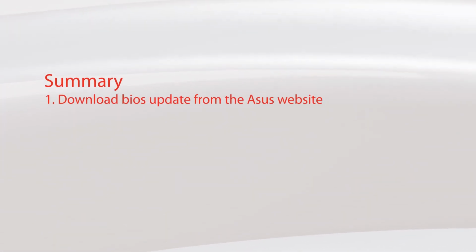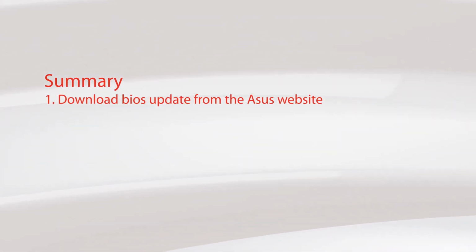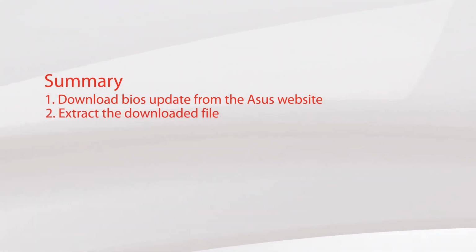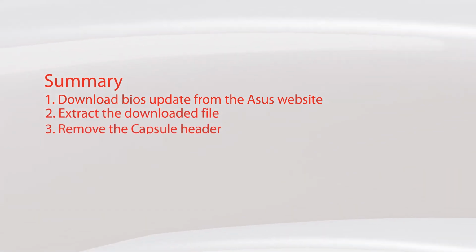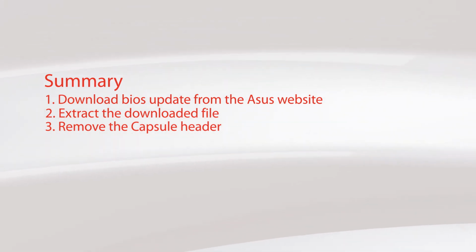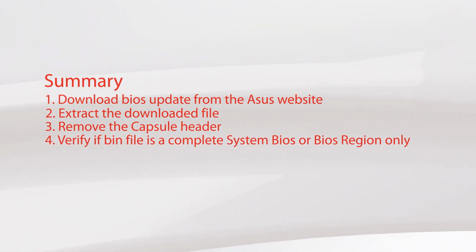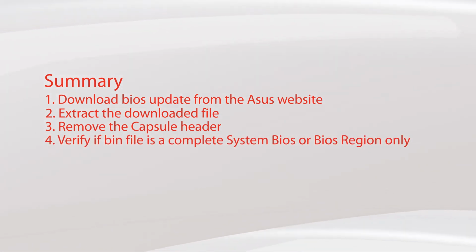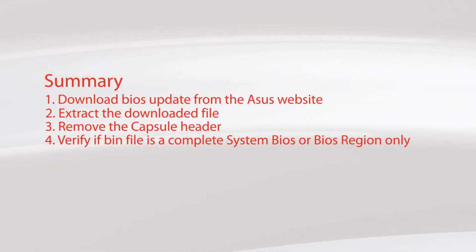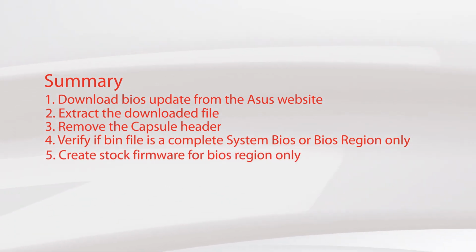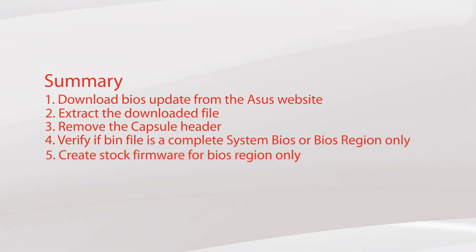Let's summarize what we've done. 1. We download BIOS update from the Asus website. 2. We extract the downloaded file. 3. We remove capsule header. 4. We verify if the bin file is a complete system BIOS or BIOS region only. 5. We create stock firmware for BIOS region only.